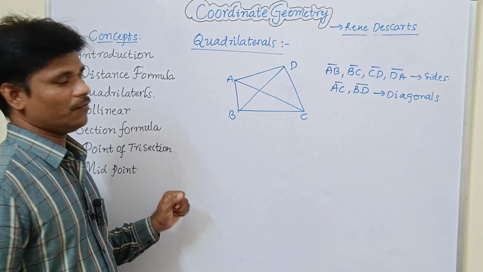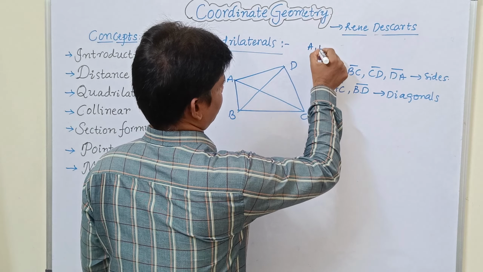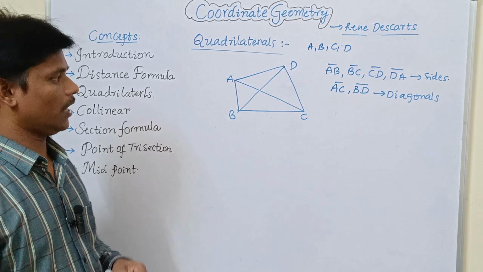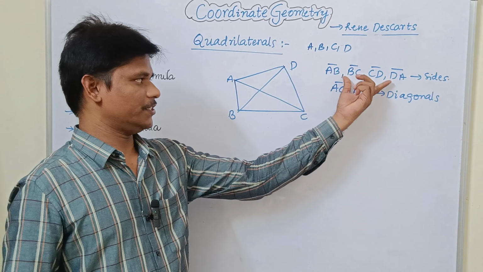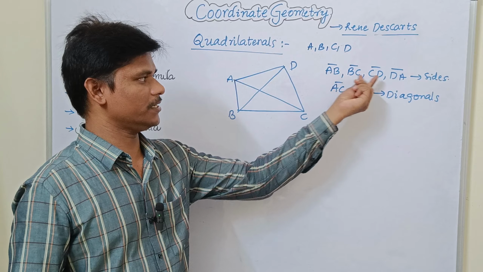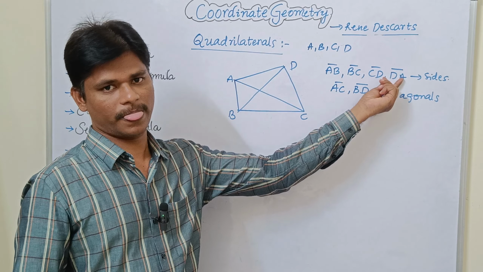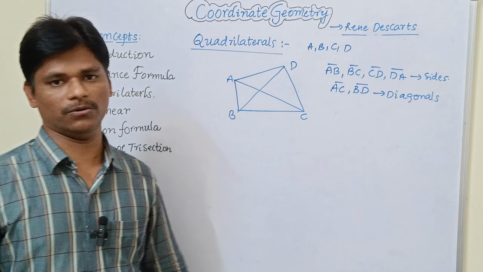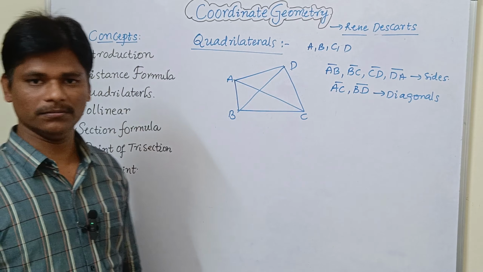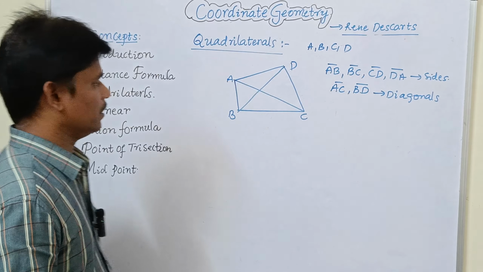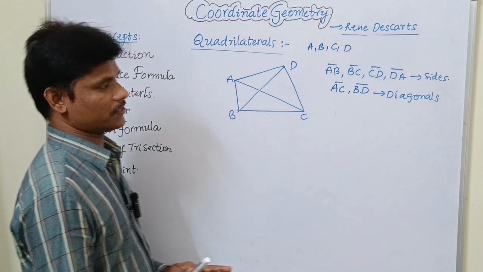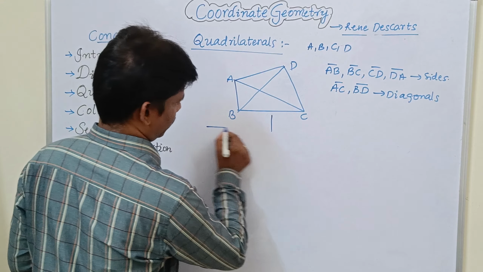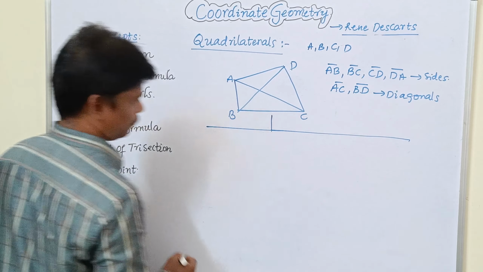So they are given four different points, A, B, C, D. We have to find these four distances: AB, BC, CD, and DA, and also the two diagonals. In total, six distances you have to find by using the distance formula. See here, what are the main quadrilaterals we will discuss? In this quadrilateral family, there are mainly four.